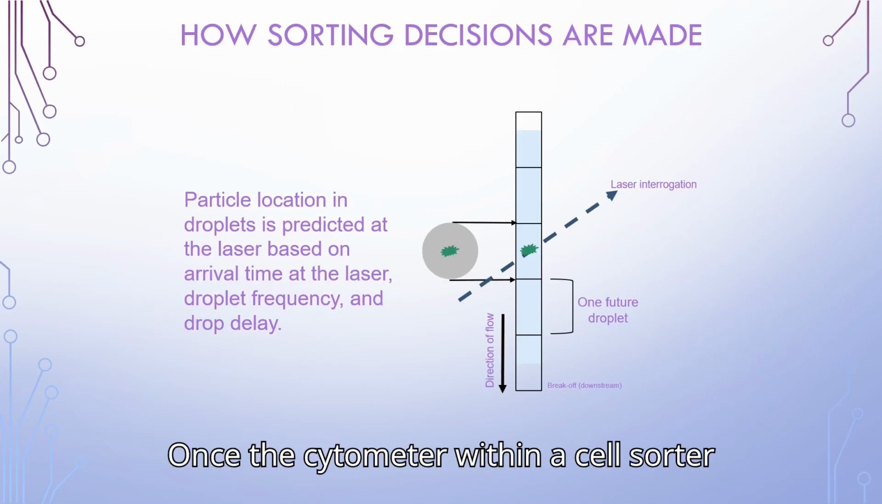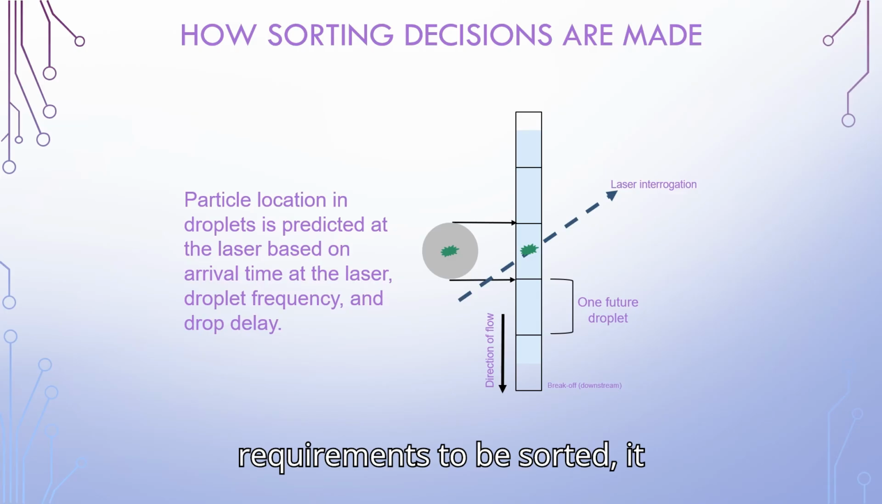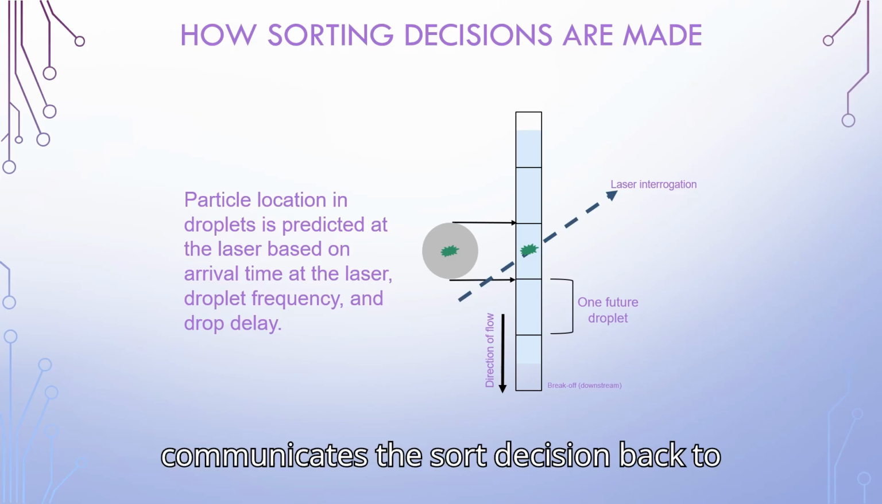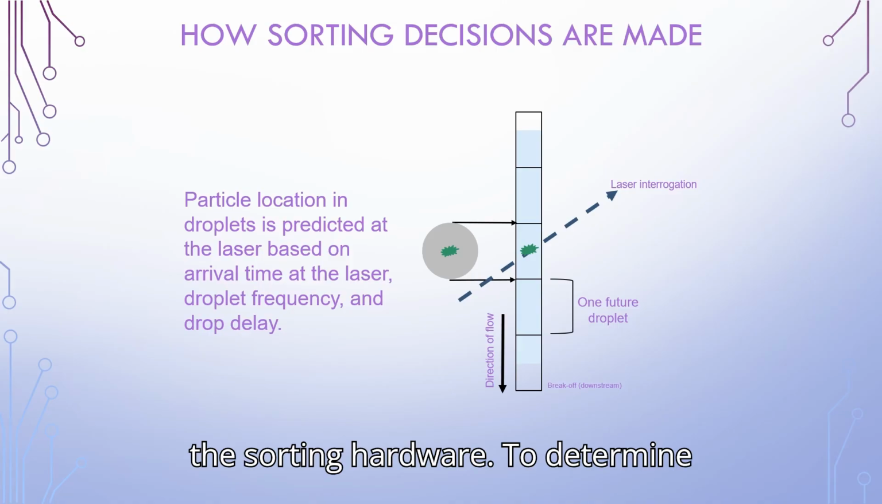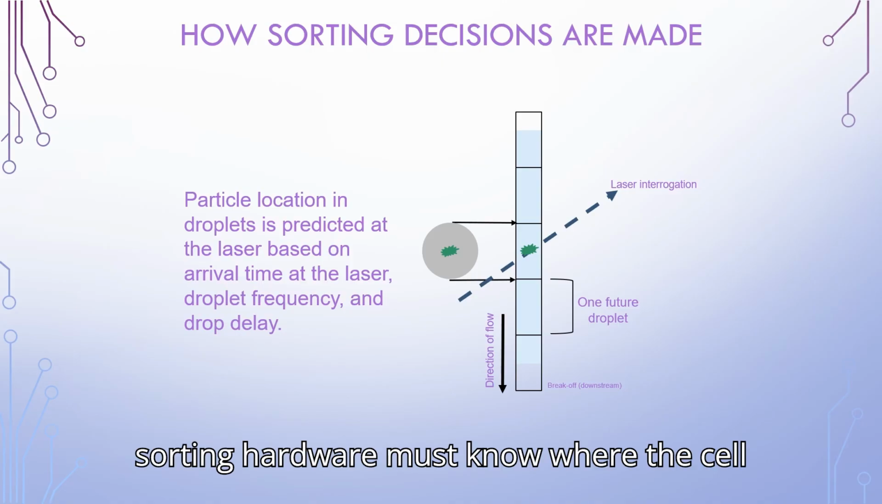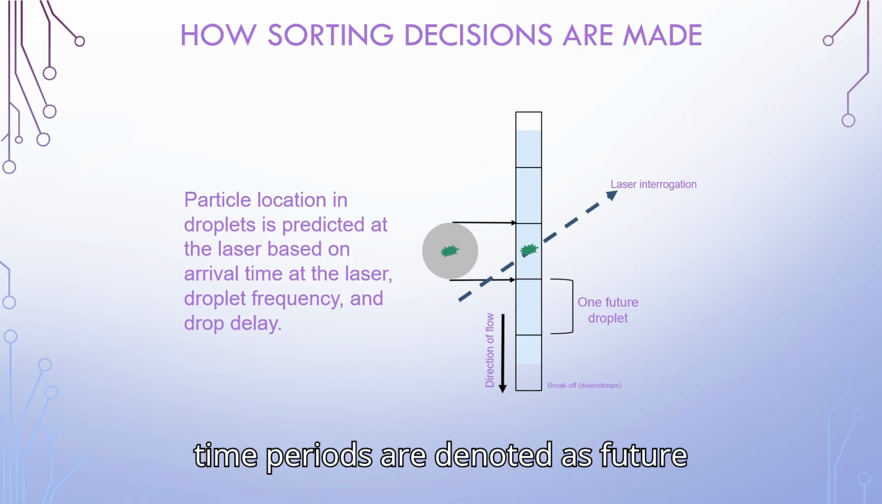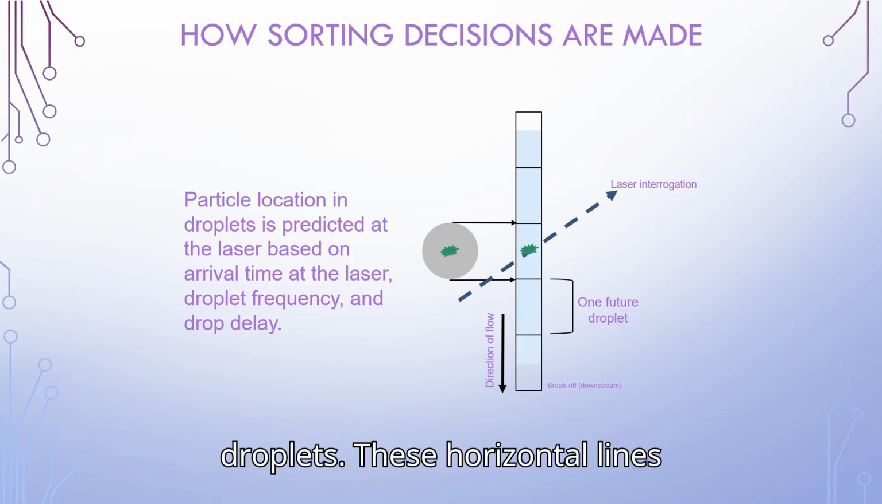Once the cytometer within a cell sorter has determined that a cell meets the requirements to be sorted, it communicates the sort decision back to the sorting hardware. To determine whether or not a sort will happen, the sorting hardware must know where the cell is within the stream. In the graphic, the time periods are denoted as future droplets.